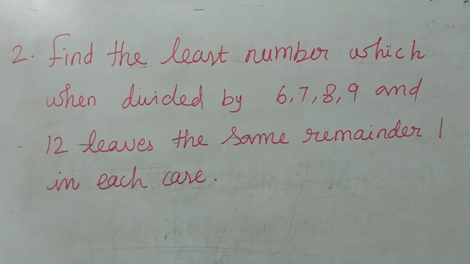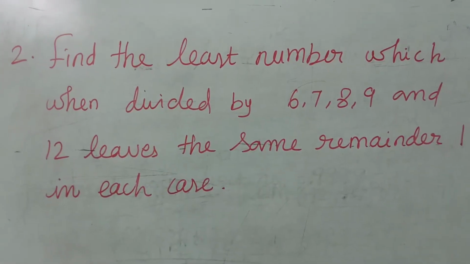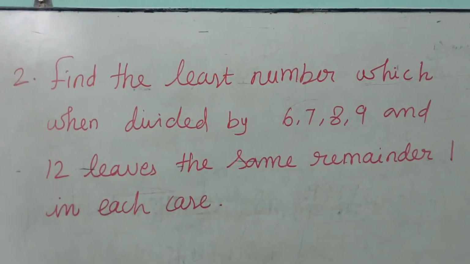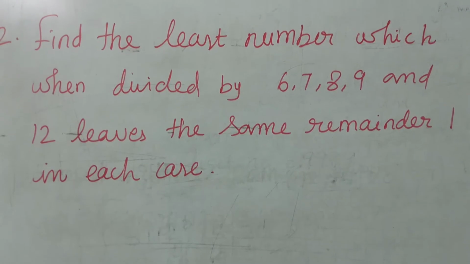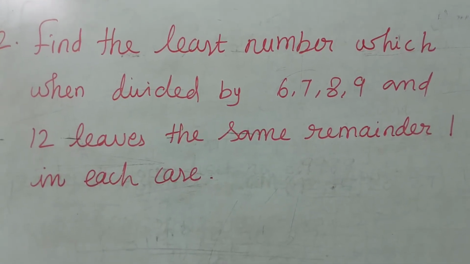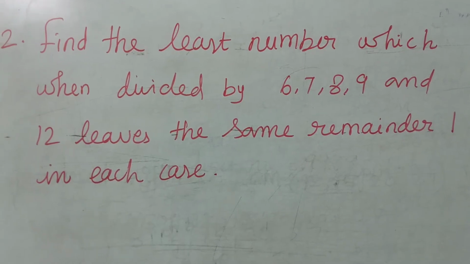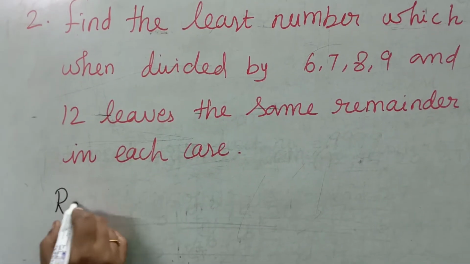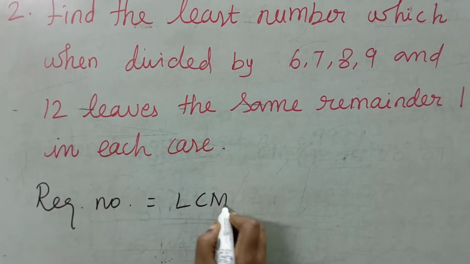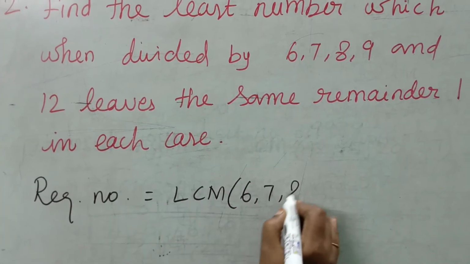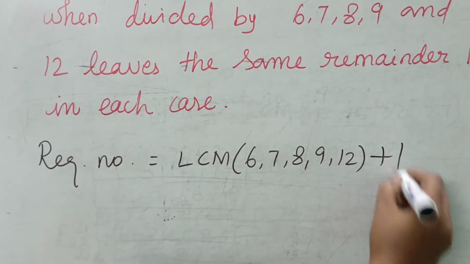Next question. Find the least number which when divided by 6, 7, 8, 9 and 12 leaves the same remainder 1 in each case. The required number is nothing but the LCM of the given numbers plus 1. Because the remainder is 1, therefore we are adding 1 to the LCM. Therefore, first we write required number is equal to LCM of the given numbers 6, 7, 8, 9, 12. Remainder is 1, therefore I am adding 1.